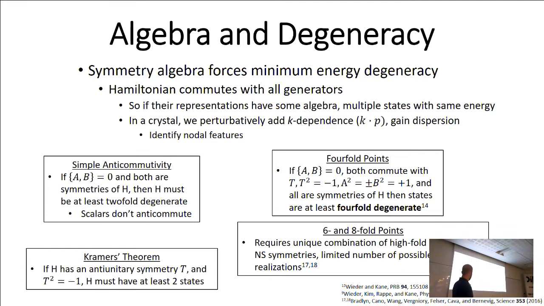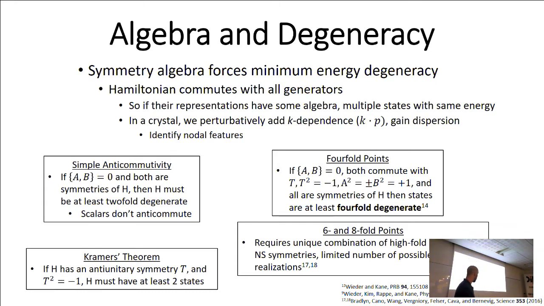So, for example, if I have two unitary symmetries that anti-commute with H, then you can't represent them with numbers, because numbers don't anti-commute, so then H must be at least 2 by 2. If I have a time-reversal symmetry of H that squares to minus 1, Kramers' theorem says that H has to be at least fourfold degenerate. And then you can build on this. So it turns out that if I have two unitary symmetries that anti-commute, a time reversal that squares to minus 1 and commutes with them, and at least one of the symmetries squares to plus 1, you can prove that now I need to have 4 by 4 matrices to characterize this.